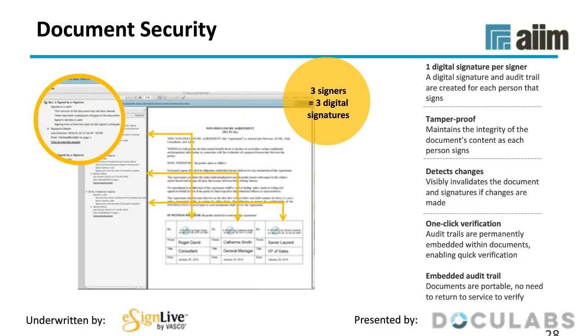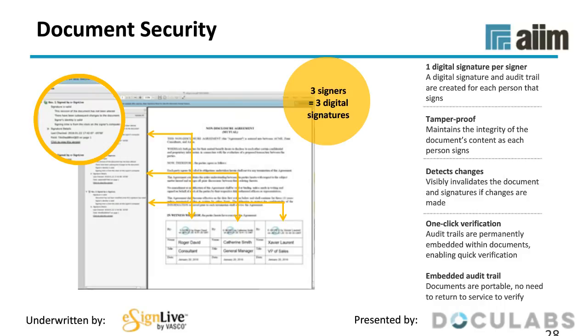So if you take an example using eSign Live, if you have multiple signers and multiple signatures on the document, every time a signature is applied, we'll tamper seal the document and embed the subsequent audit trail inside the eSign document, and we'll also provide a quick and easy way to verify the integrity of the document with a simple click. And what that'll do is give you access to a permanently embedded audit trail that essentially travels with the eSign document.